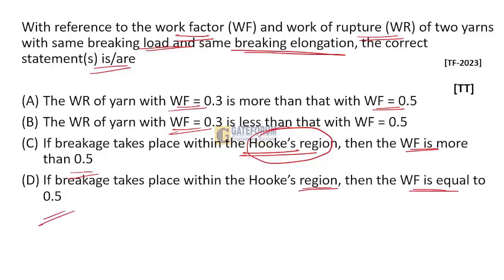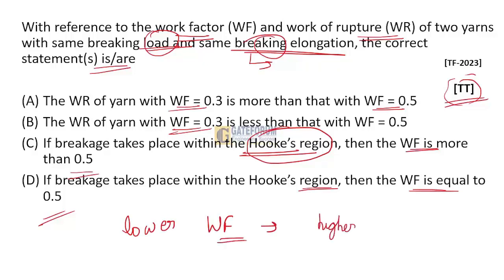This is a textile testing question, and you have to determine the correct options. If two yarns have the same breaking load and breaking elongation, then they will have the same breaking energy, that you have to remember. In these cases, the yarn with the lower work factor will have higher work of rupture.